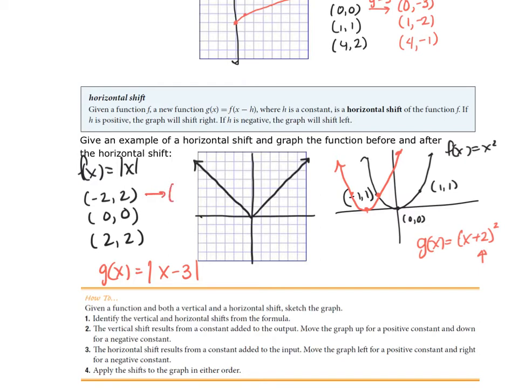So this is going to be x plus 3. And so the negative 2, 2 is going to go to the point 1, comma 2. And 0, 0 is going to go to 3, comma 0. And this one's going to go to 5, comma 2. So I'm going to go to 1, 2, 3, 0, and then 5, 2. And so this is what my transformed graph will look like.